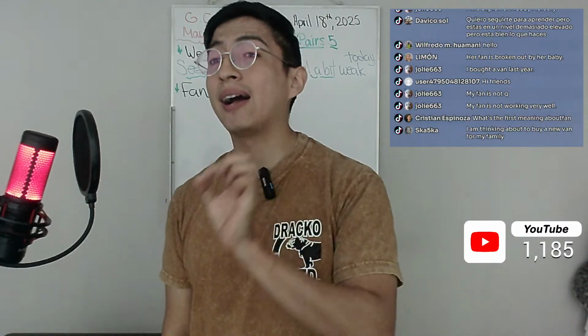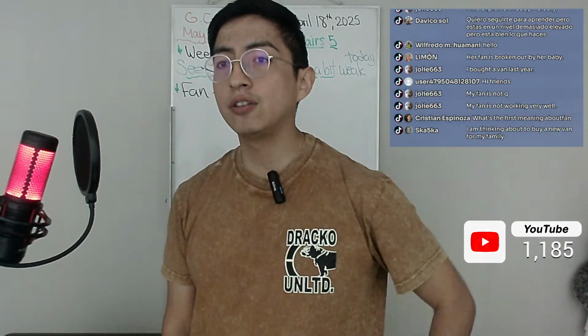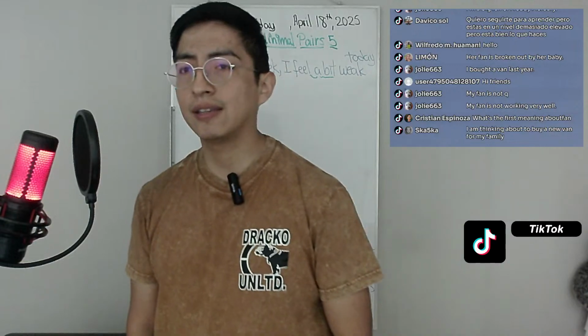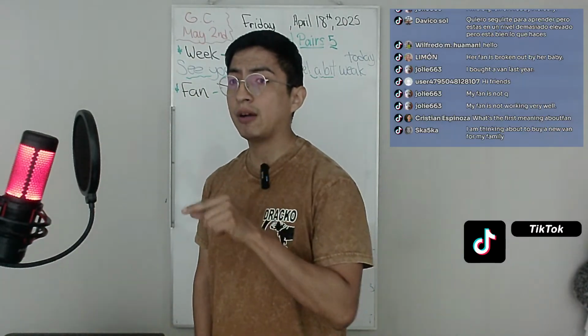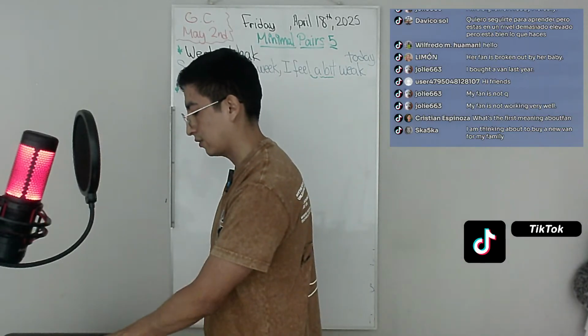I am thinking about buying a new van for my family. Yeah, in that case, you can use the -ing form. I'm thinking about buying. Yep, very good.